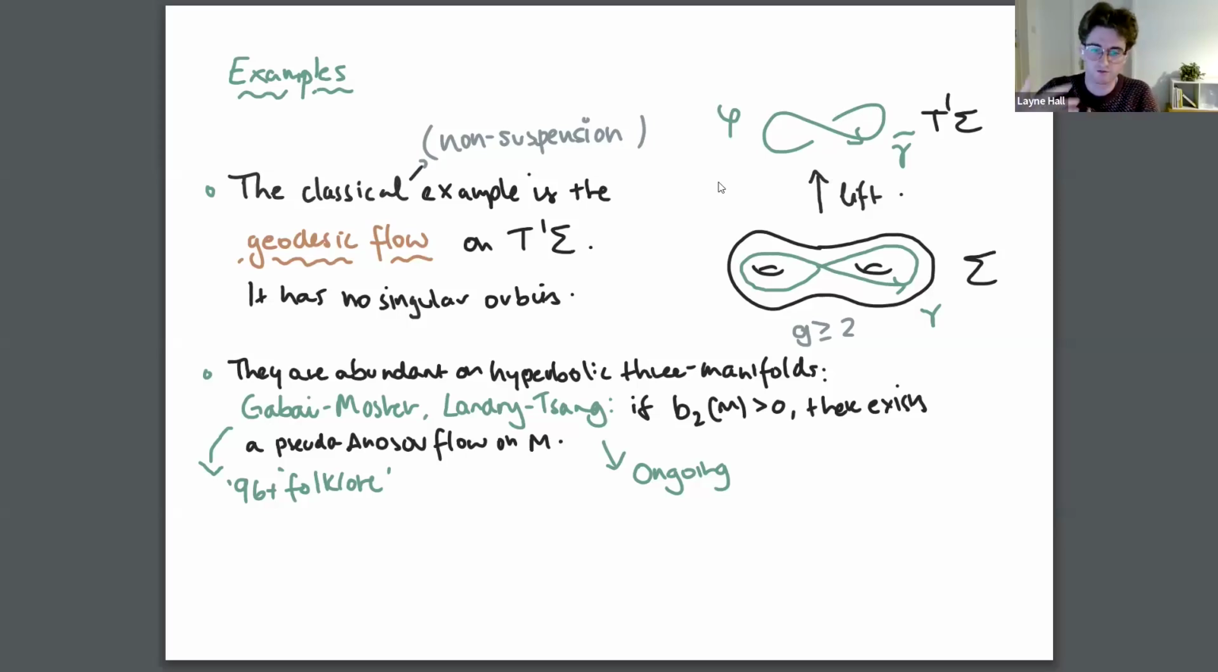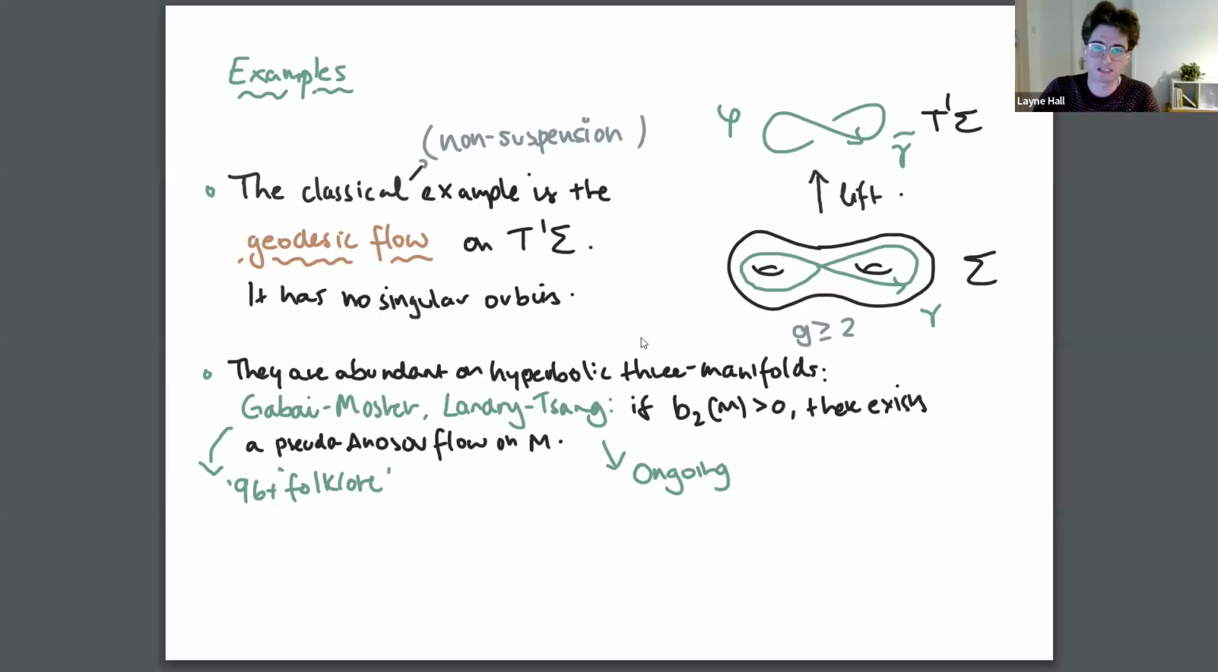And globally, you're following geodesics downstairs. And so this is a non-suspension example, right? I mean, the underlying three-manifold is some Seifert fibered space. Good luck trying to turn that into a surface bundle over the circle. But the geometry also doesn't actually restrict us, right?